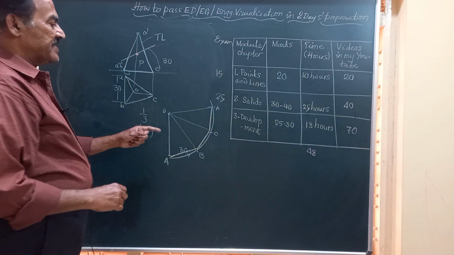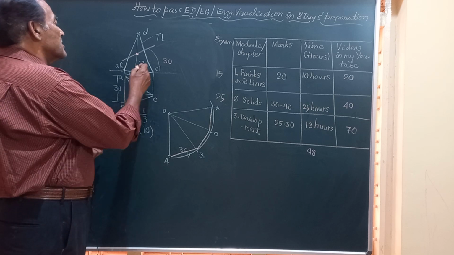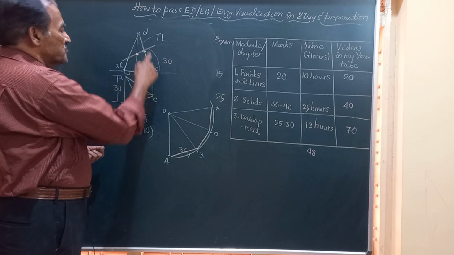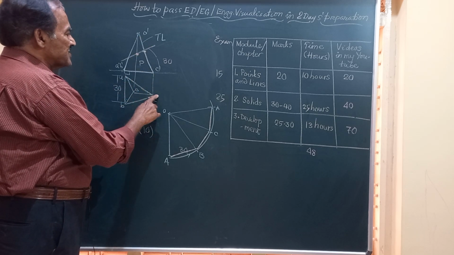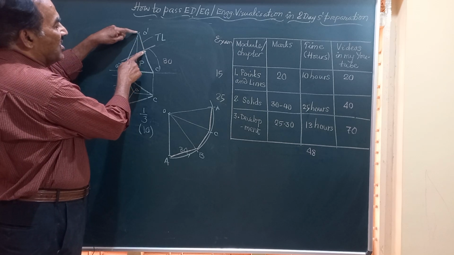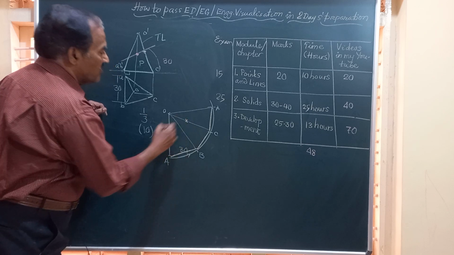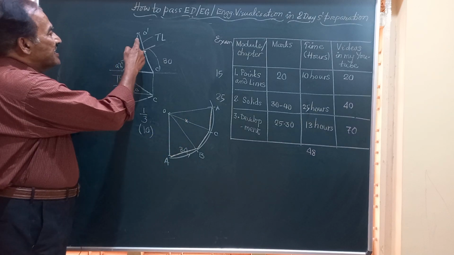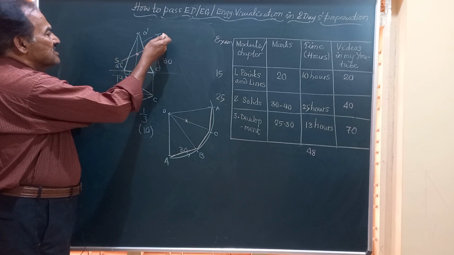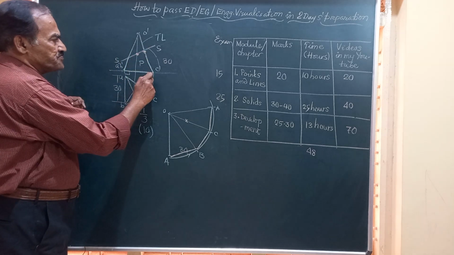And friends, after getting this, now we will have to find out where all the object is being cut. For example, if I am starting from OC, which is a true length line, I can simply mark this distance from here to here on OC. So OC is here. I can just take that and mark it as one point.